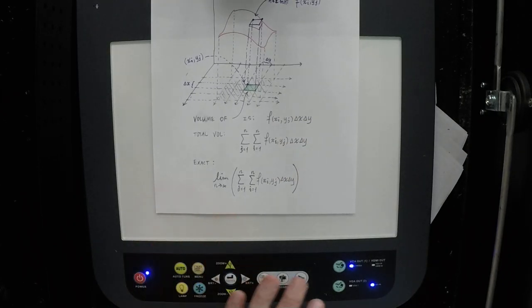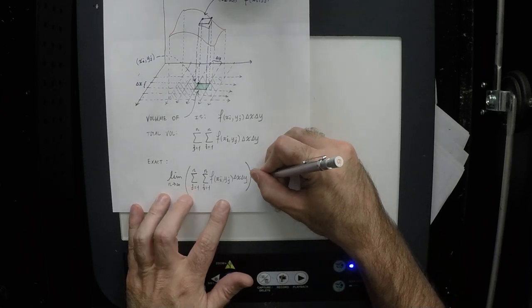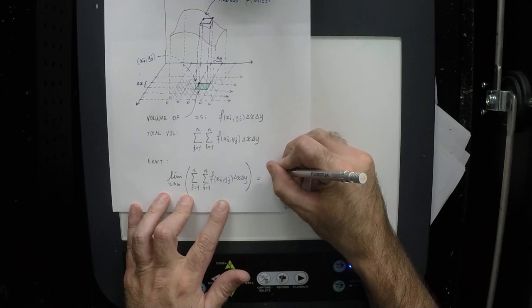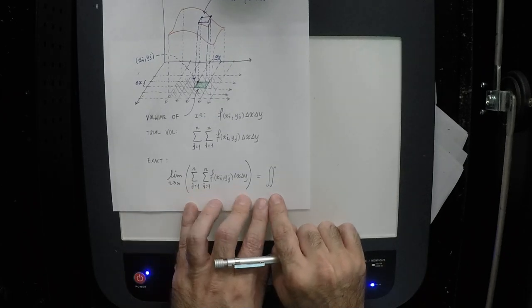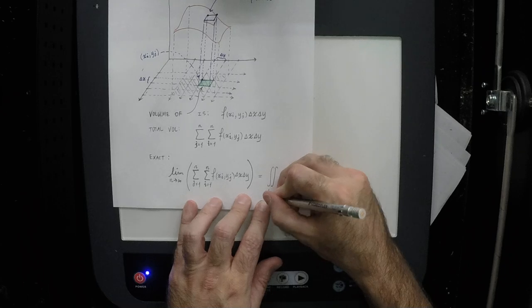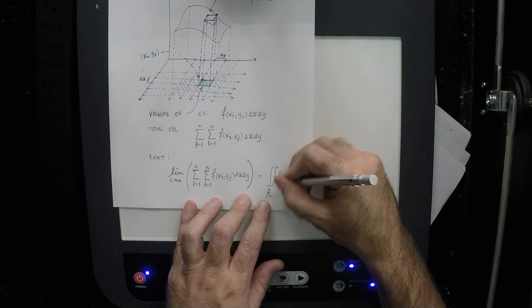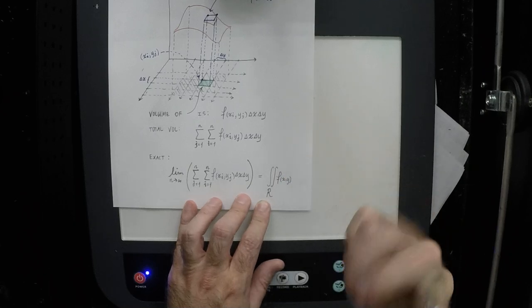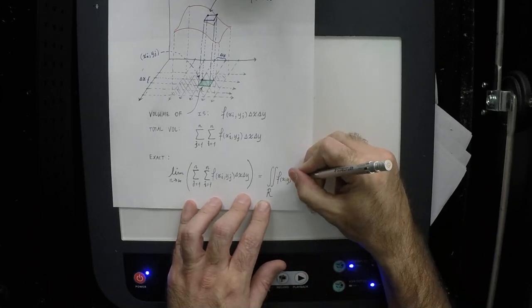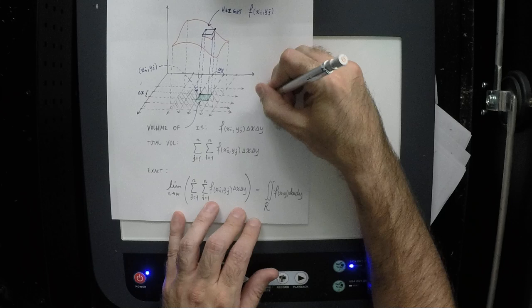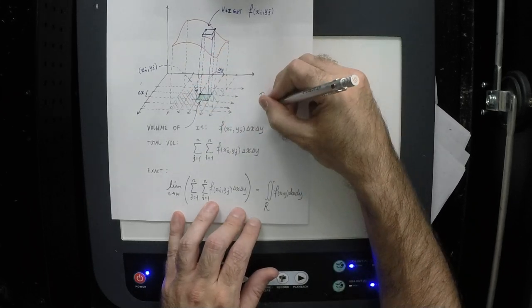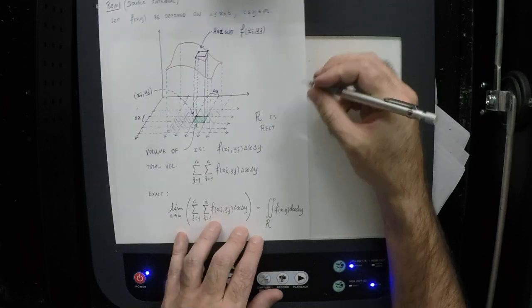So that's the exact answer, but now we have a cute way to write this, right? All the Greek symbols become Latin symbols. And now you write it like this. This symbol is called the double integral symbol, side-by-side integrals. And you write over R, and then f of x and y, dx dy, because that's what your book does. Where this R is that rectangle, the whole big one, not the little green one that I pointed out.